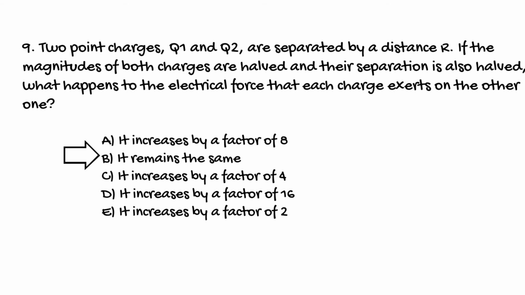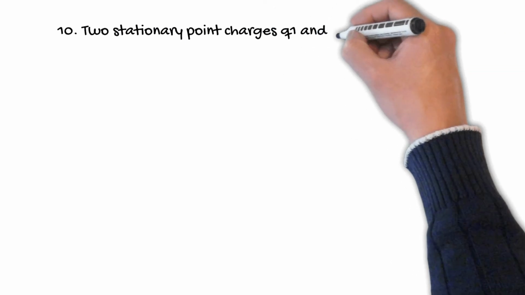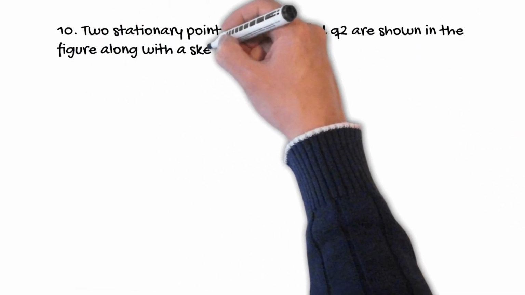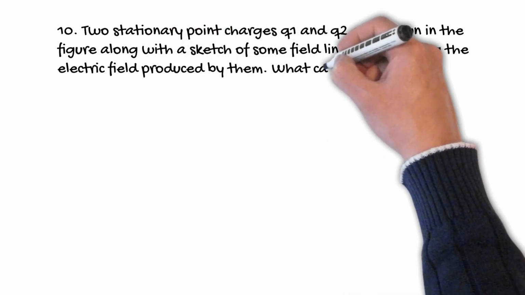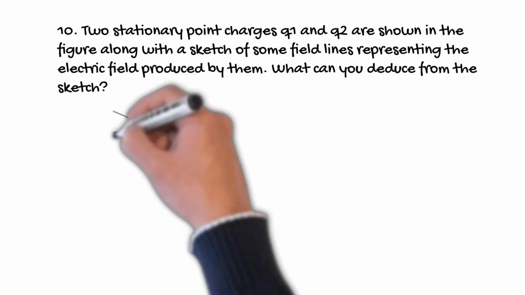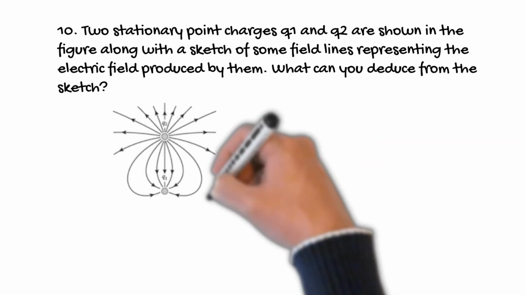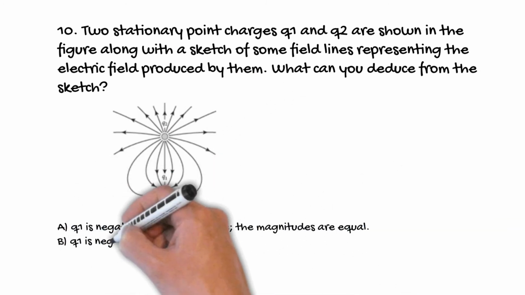The force does not change, because on one hand it increased 4 times, and on the other hand it decreased 4 times, which means it is the same. So number 10, there are two stationary point charges, Q1 and Q2, as shown in the figure, and the field lines are also shown. What can you deduce from the sketch? So look at it carefully.